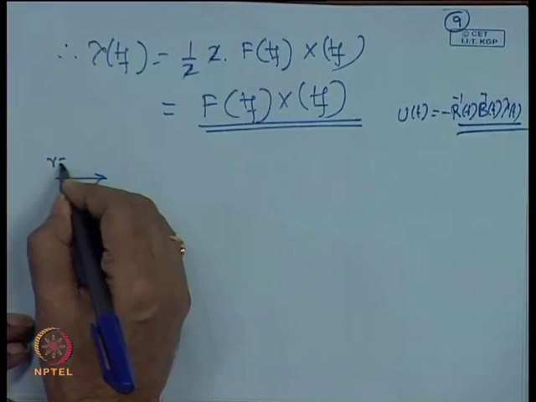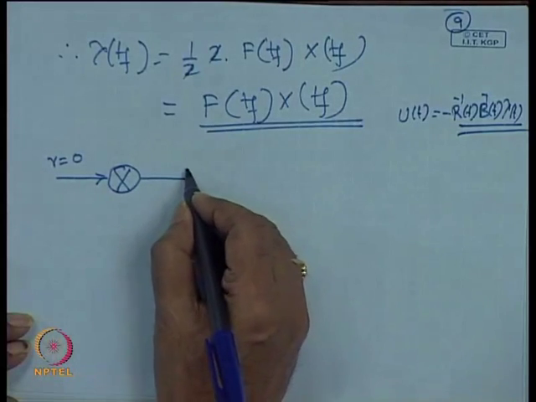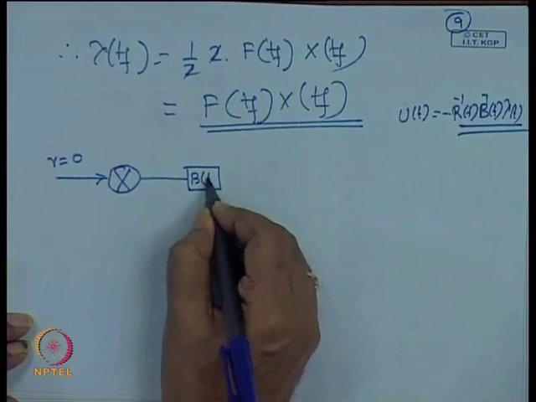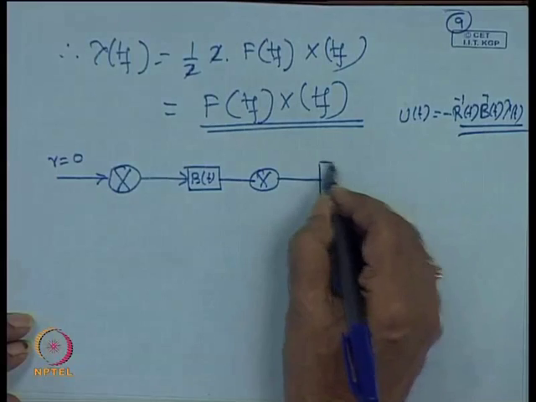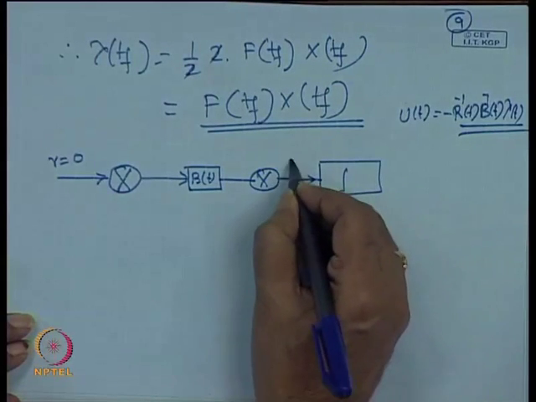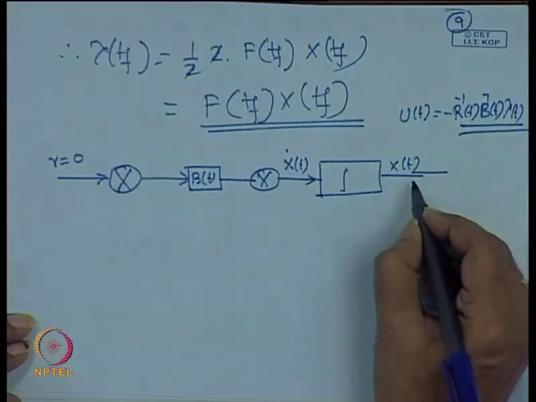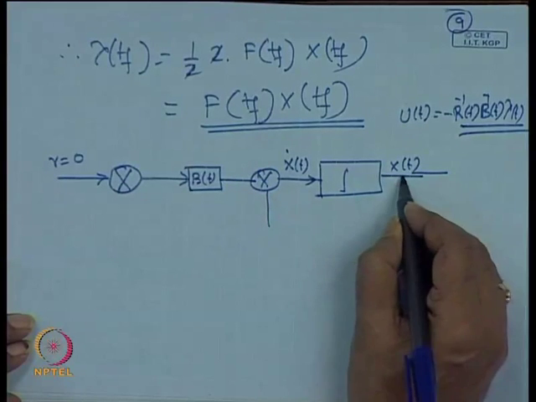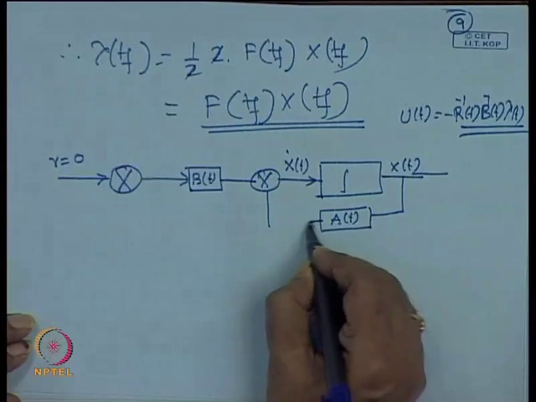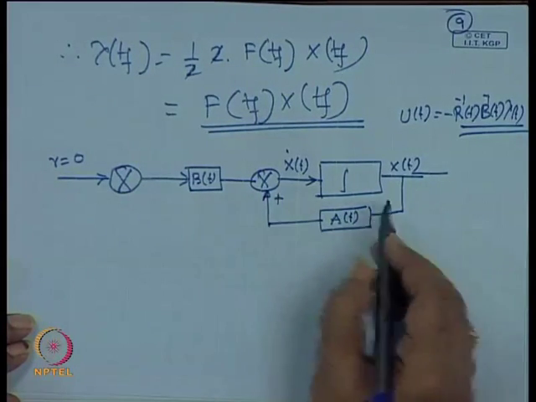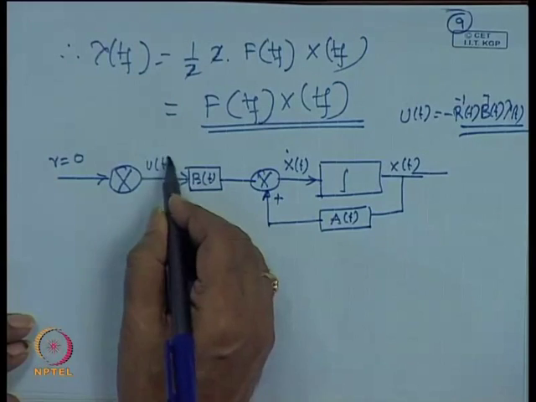Our reference input we have considered 0, because of the initial condition. We are showing B of t. This is our summing junction and this is our integrator, and this is x dot of t. The output is x of t, then this is coming from here, the state matrix A of t. If you relate this, x dot is equal to A x plus B u of t.